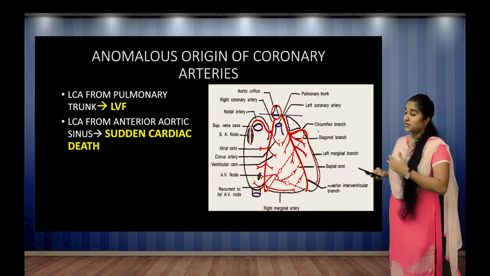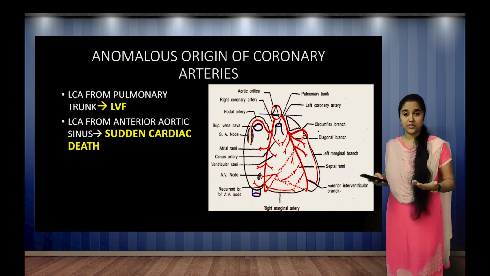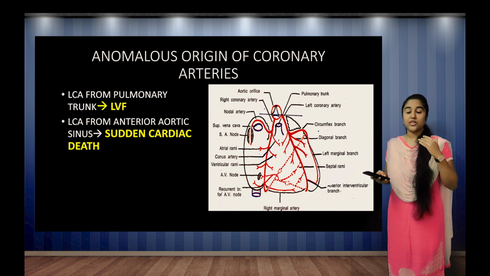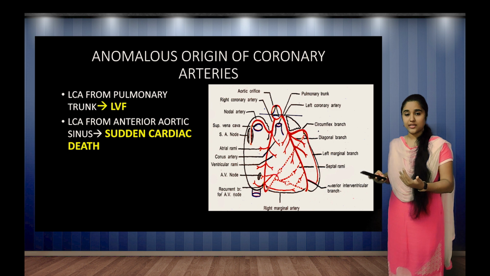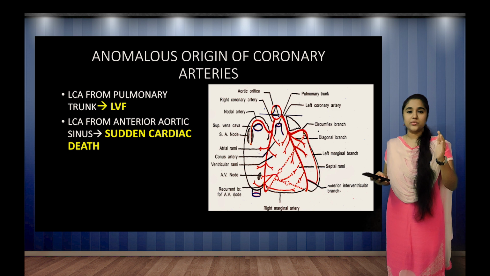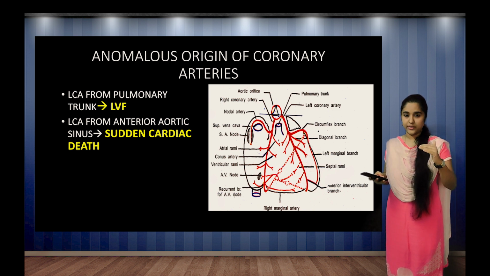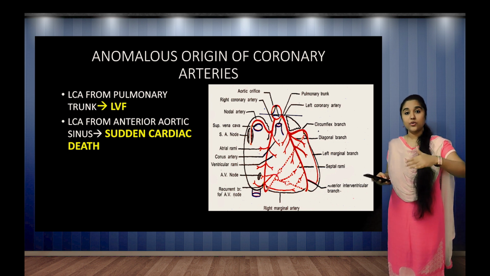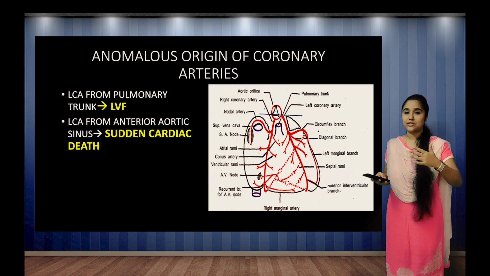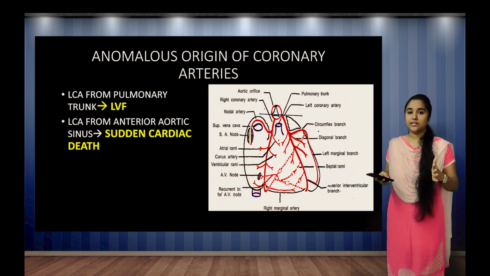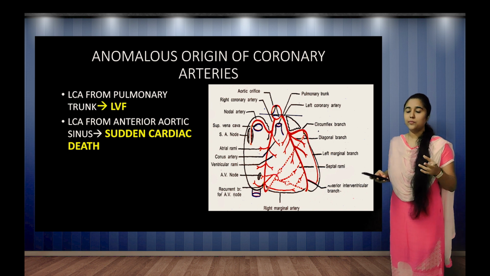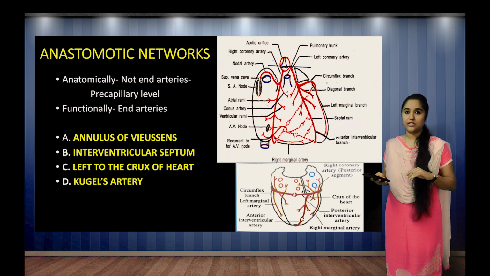And this left coronary artery can also arise from the anterior aortic sinus. You know that the right coronary artery arises from the anterior aortic sinus. So, if the left coronary artery arises from the anterior aortic sinus, it has to travel a long distance. That means we know that it travels between the left auricle and the pulmonary trunk, right? So, now it has to travel initially between the aorta and the pulmonary trunk. So, when there is increased demand, there is chance of more compression between the aorta and the pulmonary trunk, and that will lead to sudden cardiac death. So, this is the importance of the anomalous origin of the left coronary artery.